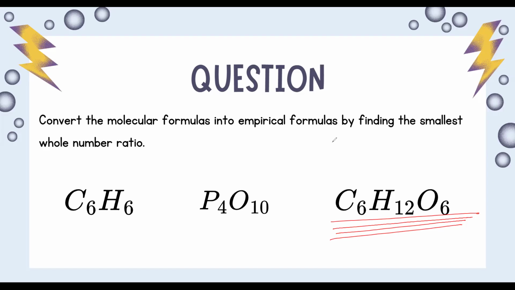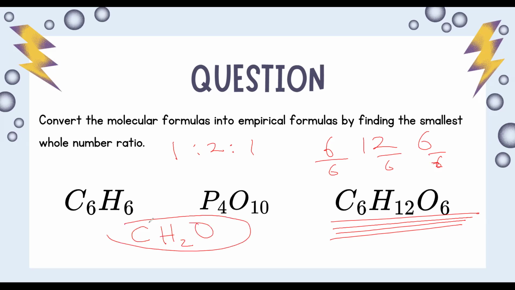Six is going to divide it. So if we have the numbers 6, 12, and 6, we divide all through by 6. So doing that, what do we have? We have ratio 1:2:1. Is that correct? Yes, sir. So what would the empirical formula now be? CH2O. Beautiful. Every one of you have answered my questions correctly.